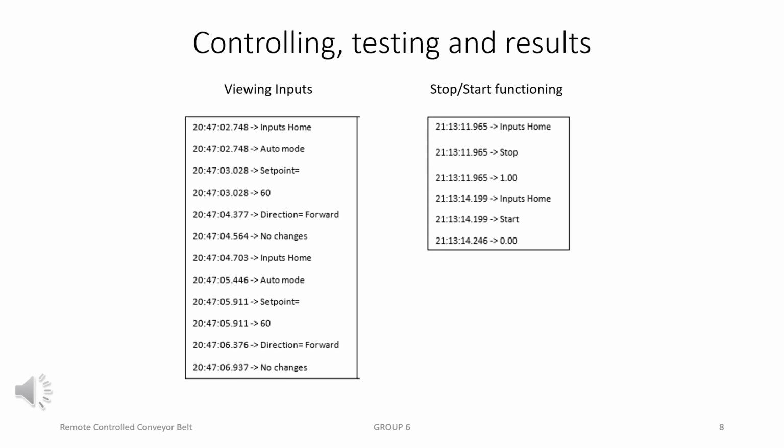In the block on the right, we can observe the results for the start-stop functioning. The program starts at the input parameters home page and the stop-start button is pressed, thereby sending a signal to stop the conveyor belt motor, with a value of 1 being sent via Bluetooth. The stop-start button is then pressed once more, sending a signal to start the conveyor belt motor, with the value 0 being sent via Bluetooth.